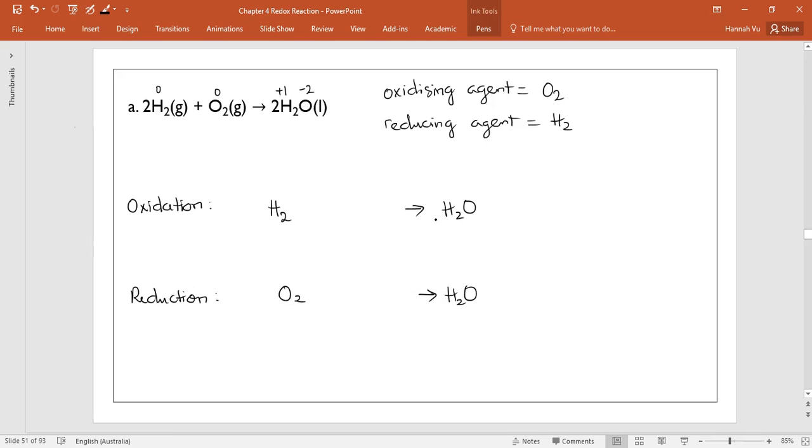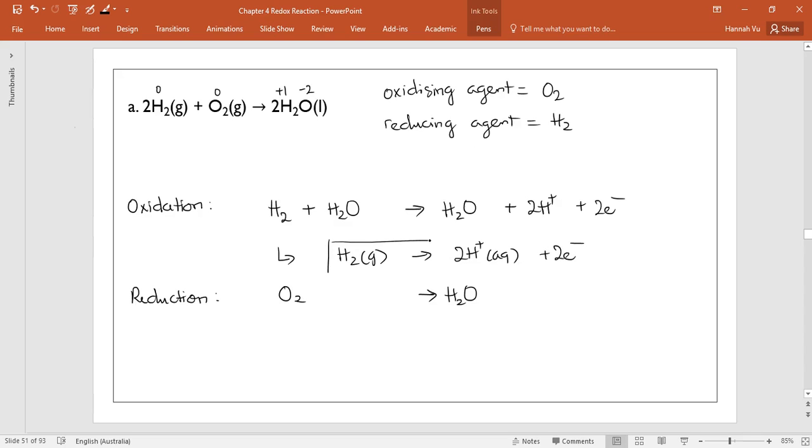The key element is hydrogen, and then I need to balance oxygen by adding H2O, and then I need to add 2 H+ on this side, followed by 2 electrons. So you could actually simplify the equation a little bit by crossing the water out. So I had H2 gas going to 2 H+ and 2 electrons.